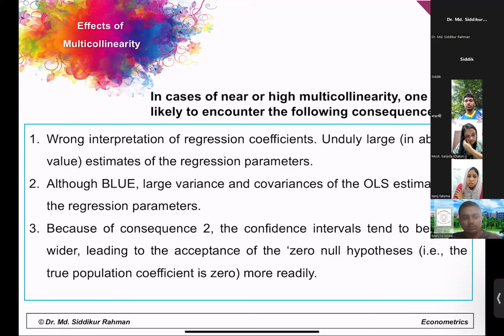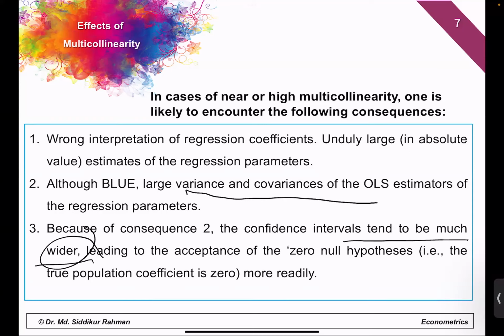Anyway, because of the consequences too, when you have a large variance and covariance, your confidence interval tends to be much wider, and that is not good, right? So this is another consequence of the multicollinearity problem. If you have a multicollinearity problem in your data set, you might face larger variance and covariance of your estimated parameters. Also, the confidence interval must be wider, and this is definitely not good.